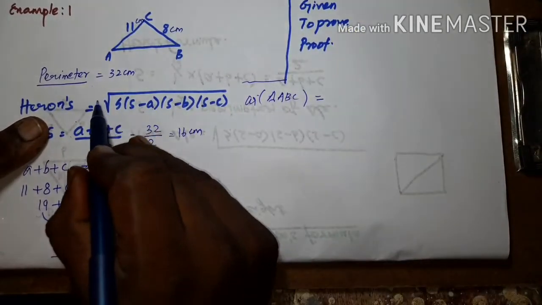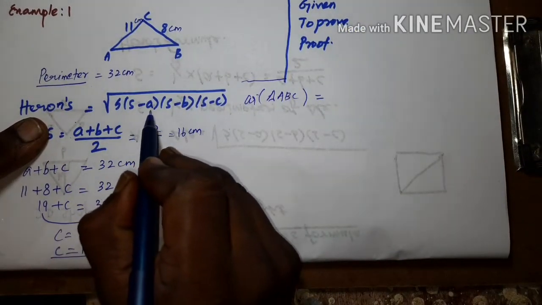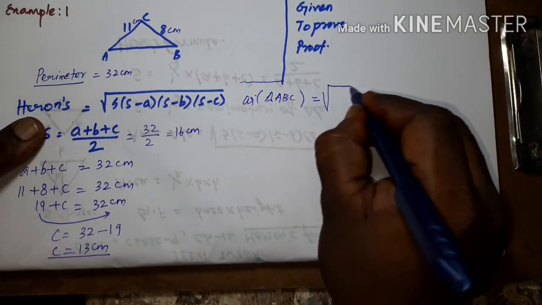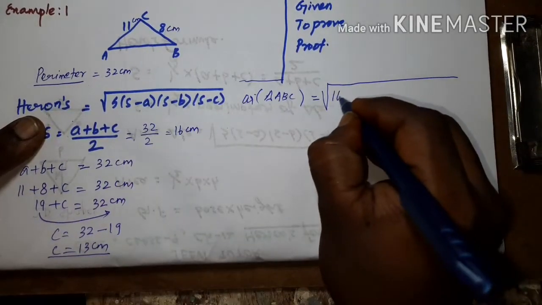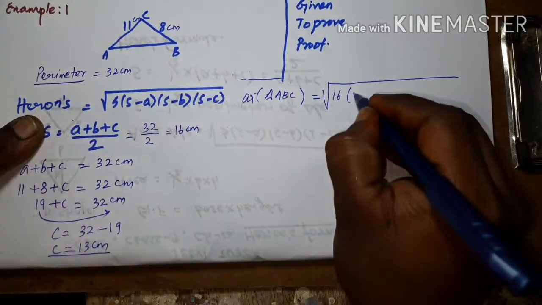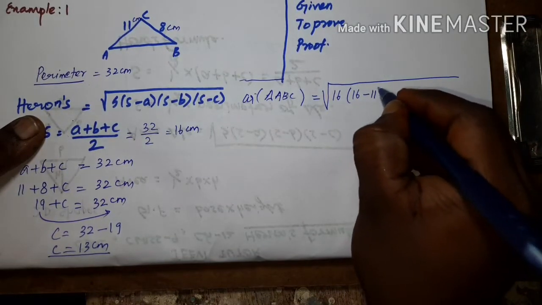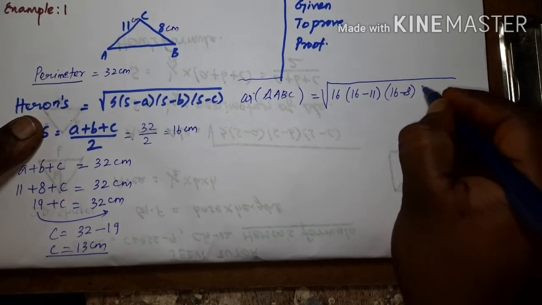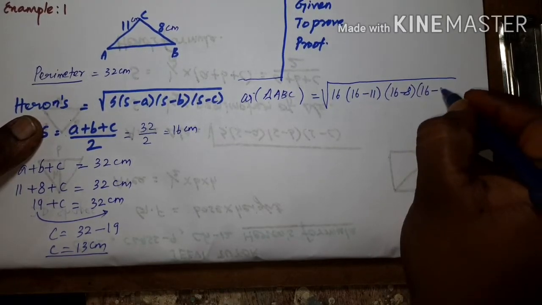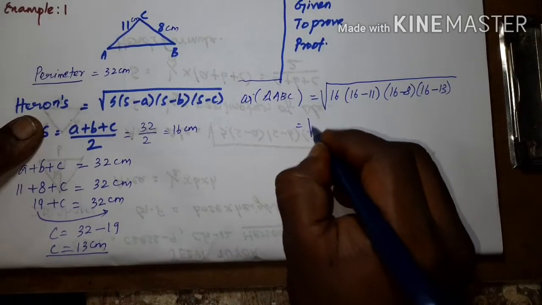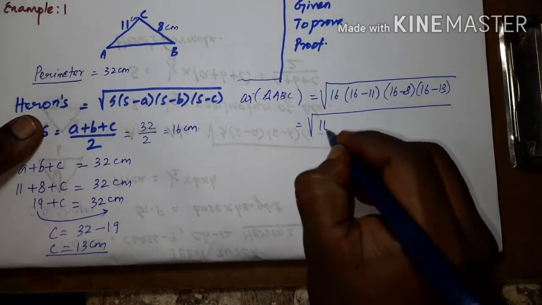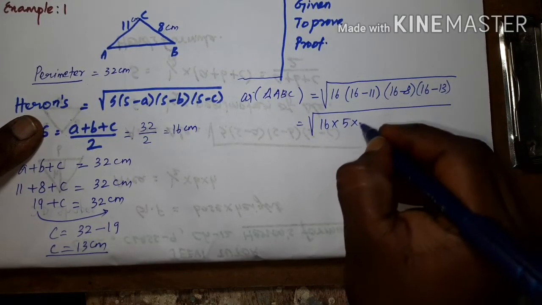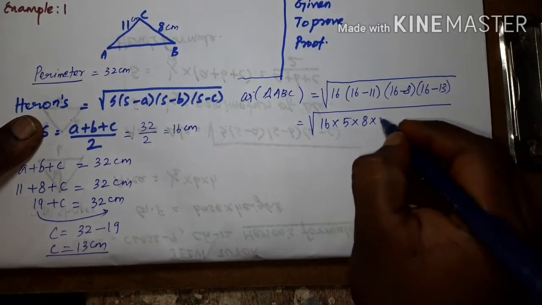I have written here the formula: the square root of s into s minus a into s minus b into s minus c. So first, the square root of the value of s is 16. So 16 into s minus a. The s value is 16 and a value is 11. And next one is s minus b. The b value is 8, and 16 minus c value is 13. Now I am going to subtract and write the answer here: 16 into 16 minus 11 value is 5, and 16 minus 8 value is 8, and 16 minus 13 value is 3.